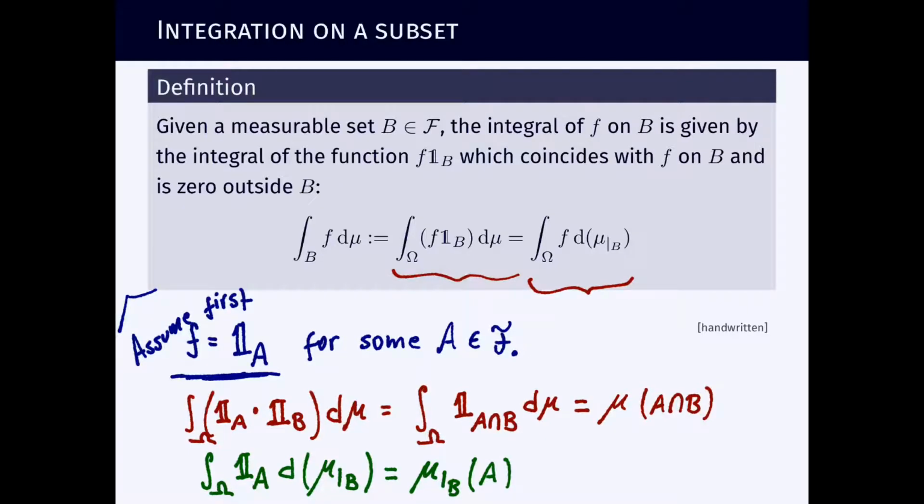And now we go by the definition. What's the definition of the restriction measure? Well, the restriction measure is a measure that assigns to every set A the measure of A intersection B. And now we see that these two are indeed equal. This concludes the proof.